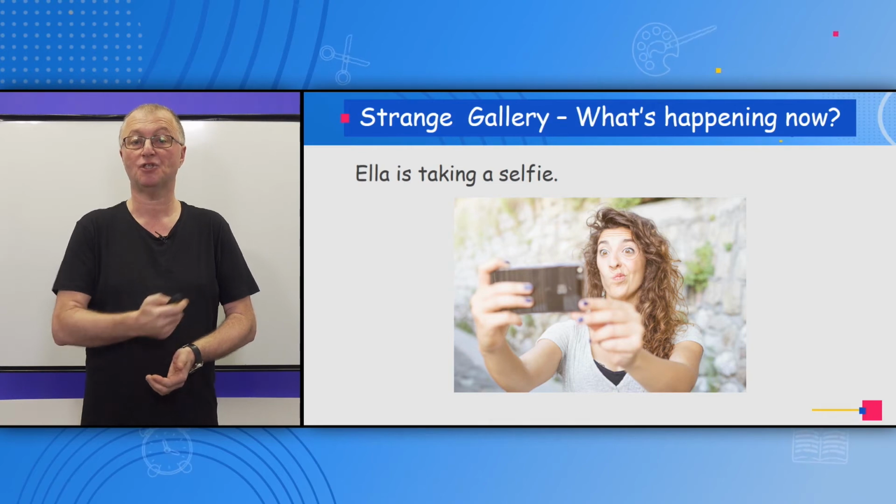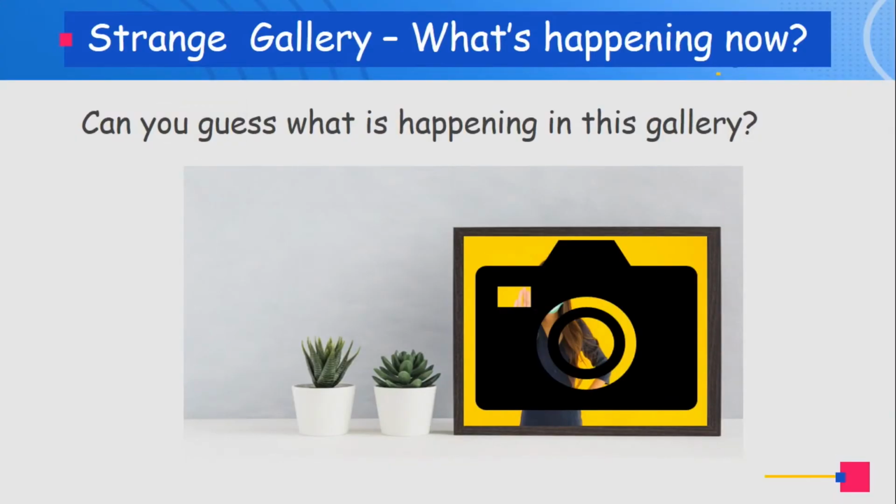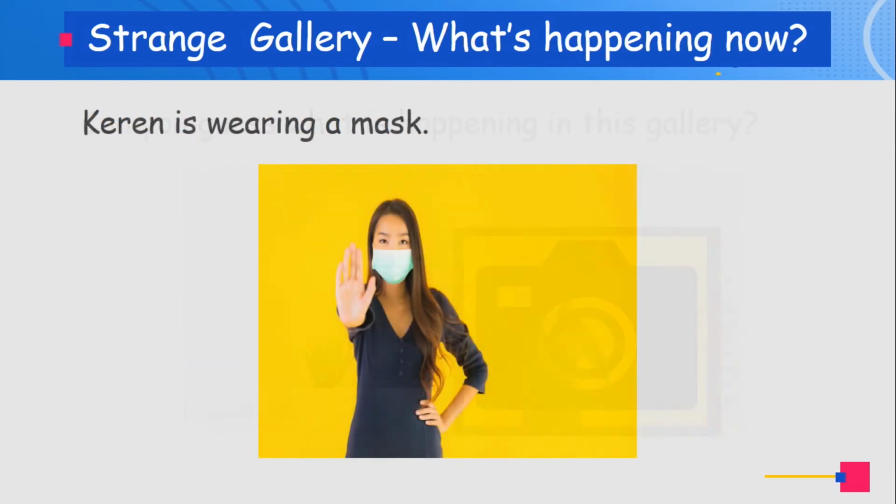Let's look at the next picture. Can you guess what is happening in this gallery? Is the woman dancing? Is the woman singing? Is the woman watching TV? Can you guess what's in the picture? Have a look. Let's move the camera and Karen is wearing a mask. Stop. Say no to the COVID virus. Let's go to the next picture.